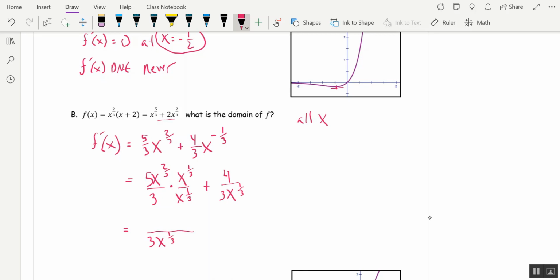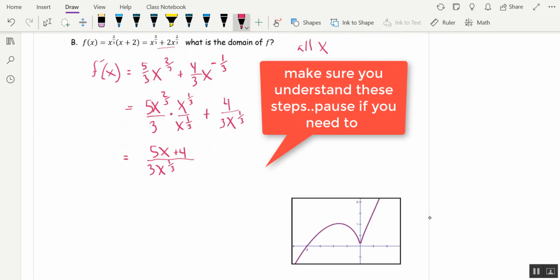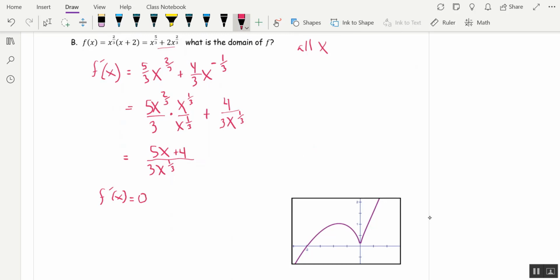And in the numerator, 5x to the 2/3 times x to the 1/3 is just 5x, because when you add the exponents, you get 1. And then plus 4. So there's my simplified f prime. So f prime of x equals 0 only when the numerator is 0, because a fraction is 0 only if the numerator is 0. 5x plus 4 equals 0, and that's x equals negative 4/5.